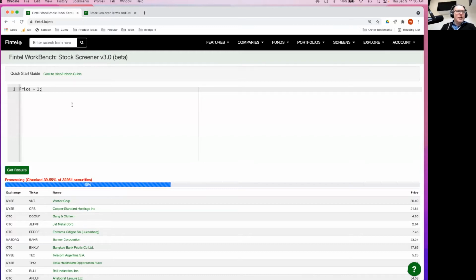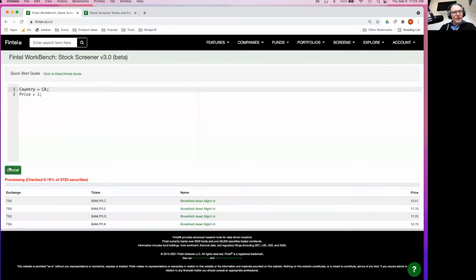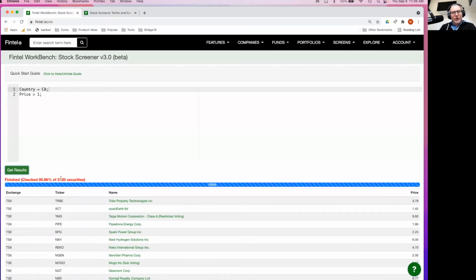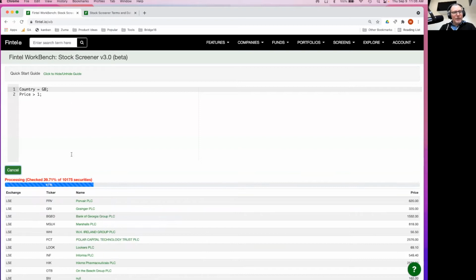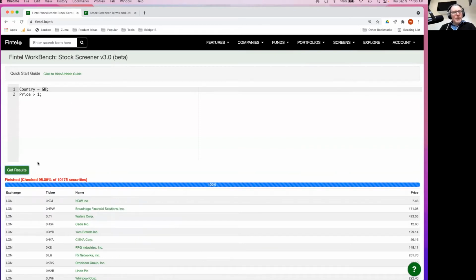But if I want to say country equals Canada, I just go in here and I say country equals Canada. I can say, okay, then let's get Canadian stocks. So we have 5,700 here. Of course, this is going to be denominated in Canadian dollars, not US dollars, right? We switch currencies when this happens. I can say country equals Great Britain, okay? And now I have 10,000 securities. And that's kind of how that works at a very basic level, okay?